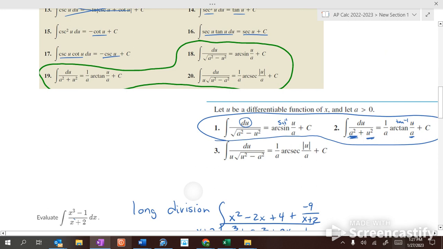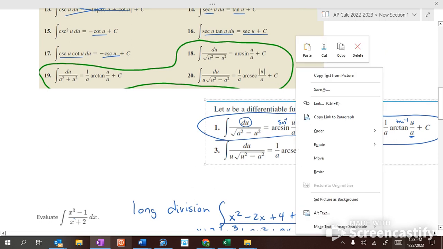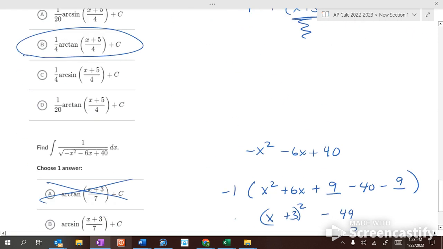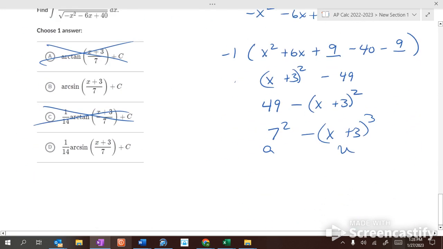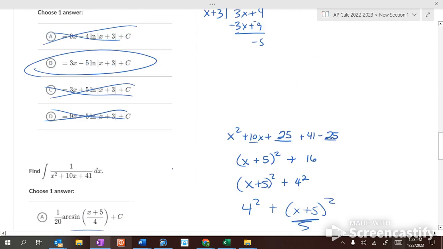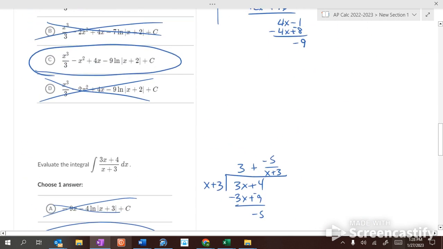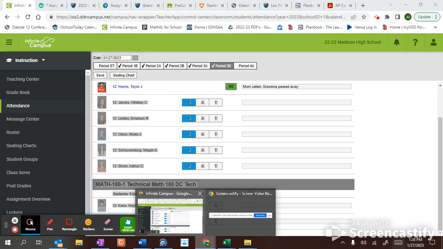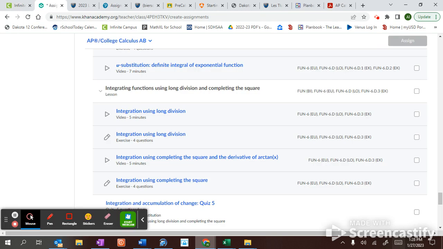One over a. No, it's a squared minus u squared, so it's arcsine of u over a. Yep, arcsine of u over a. So it's b again. Okay? So that's the basics of what we're doing today.